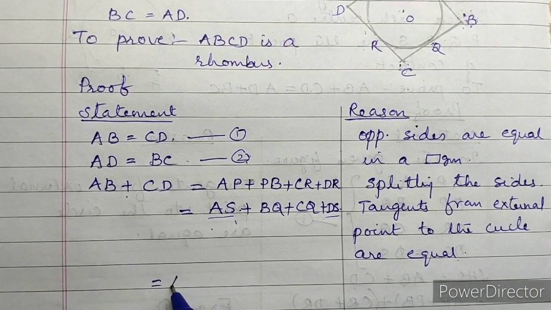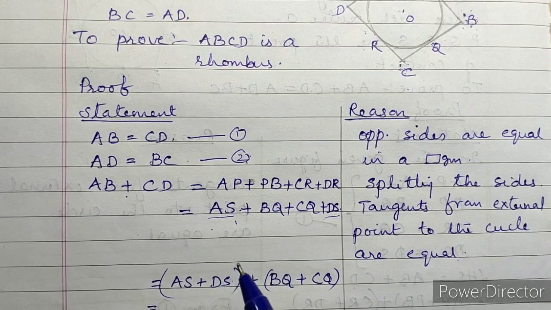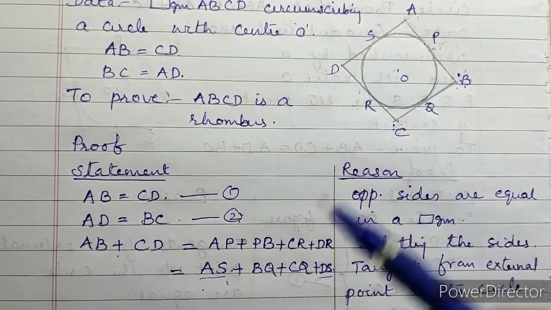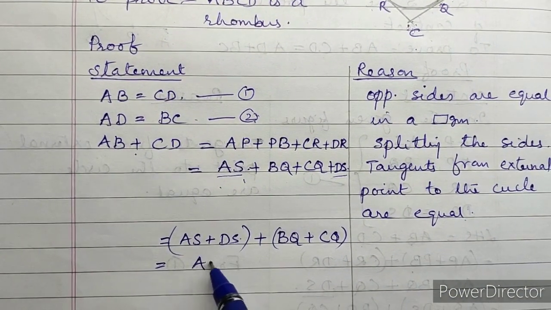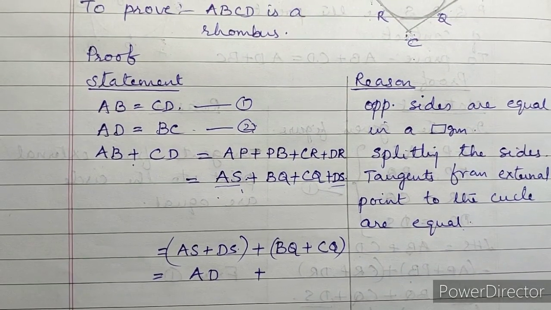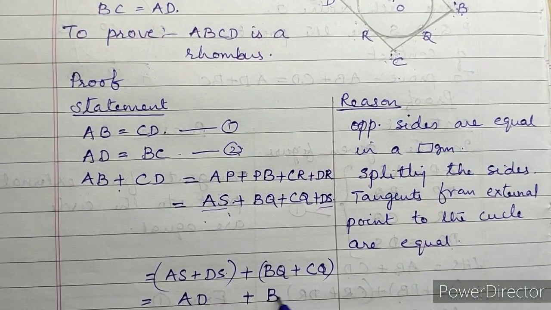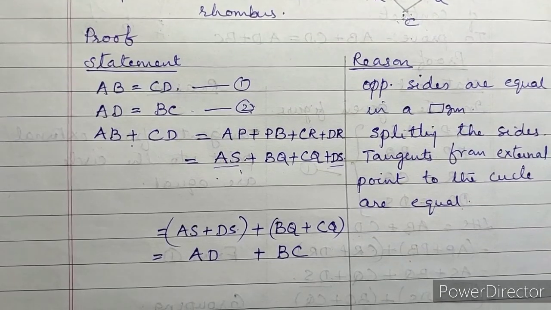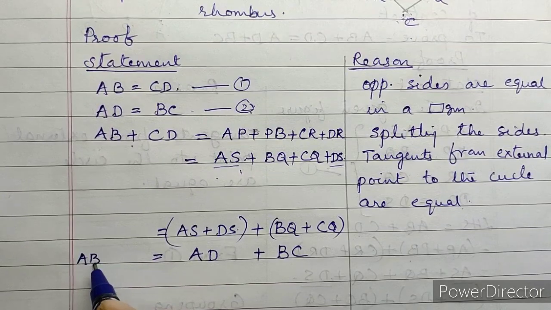So that is equal to AS plus DS, one group, plus BQ plus CQ, one group. BQ and CQ are on the same side. So what is AS plus DS? See the diagram, AS plus DS is AD. So instead of AS plus DS you can write AD, plus BQ plus CQ, what can you write? It is BC. So AD plus BC. Now what is LHS? AB plus CD, that you can write here.